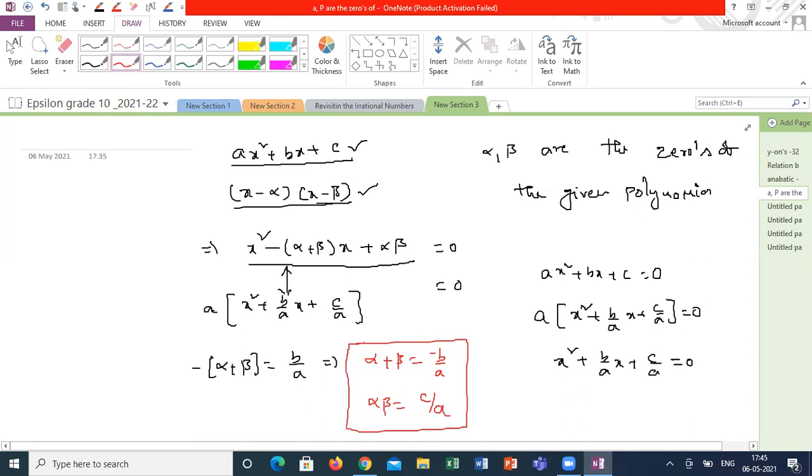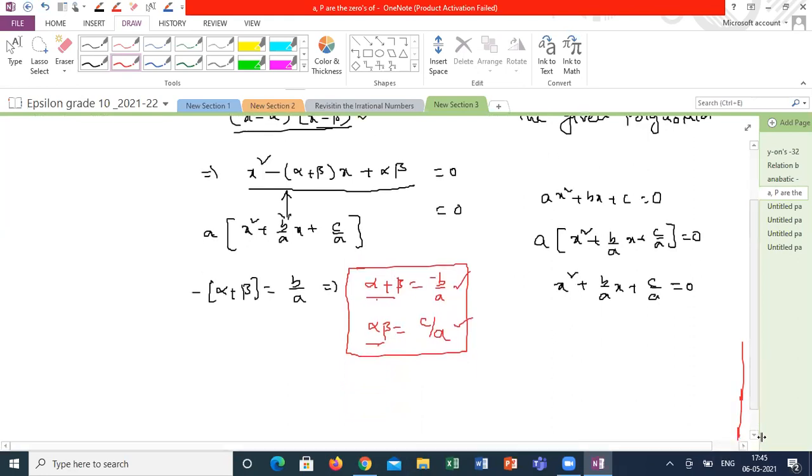See, I got a relation between the zeros of the polynomial and its coefficients. If I know the zeros of the polynomial, I can frame the polynomial. Is it clear what is the meaning? So, sum of the zeros, product of the zeros.